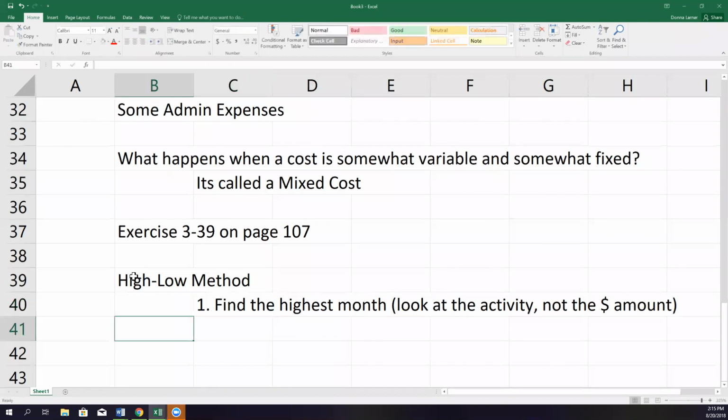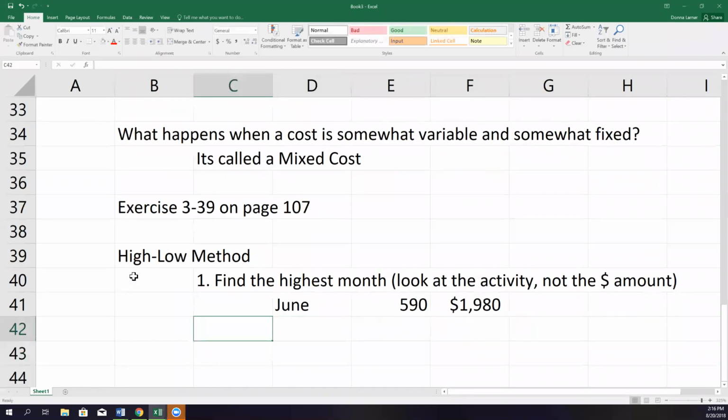Your first step is find the highest month. Gotta be careful with that one. When we say the highest month, the one with the highest activity. In this case, it's number of deliveries is our activity. So when we find our highest month using that, we're looking at June. 590 deliveries, and then we bring the money along with it, $1,980. That is not the highest dollar amount month. So we would mess this problem up if we didn't grab it according to activity.